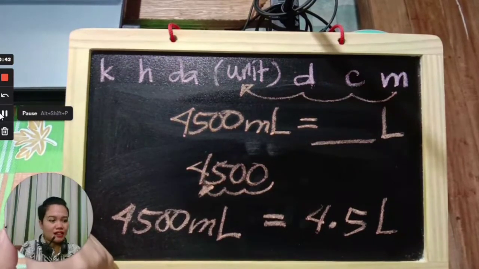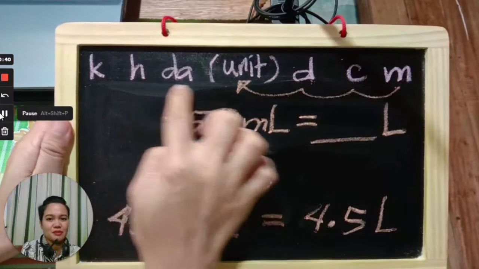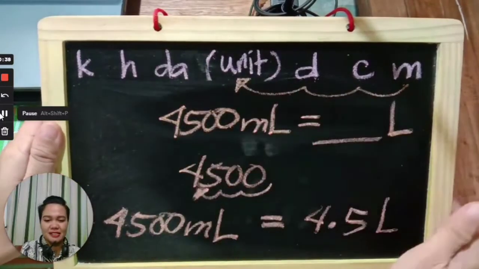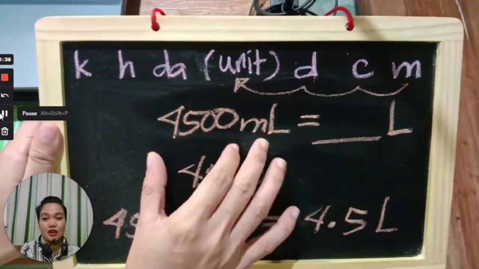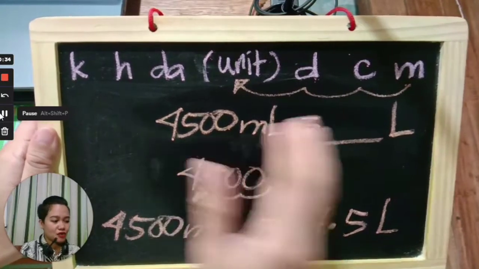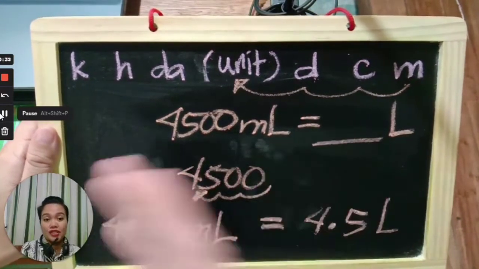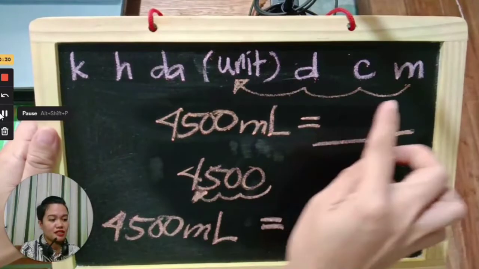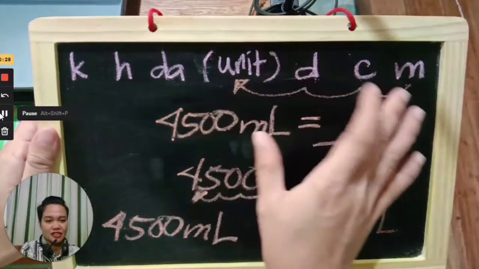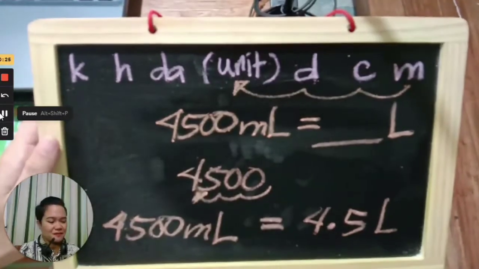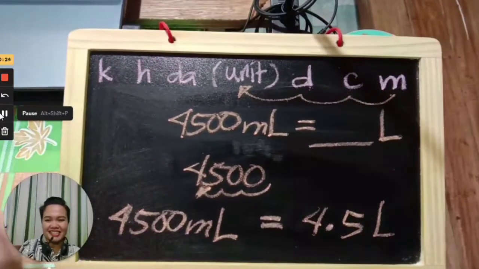So see, that's how easy and simple converting the metric units or the metric system is. And you only have to remember the arrangement of your prefixes, identify what is the given, and of course you also have to identify what you need to convert it to, so that you know where to start and where to end. Okay, so there you have it for the metric.